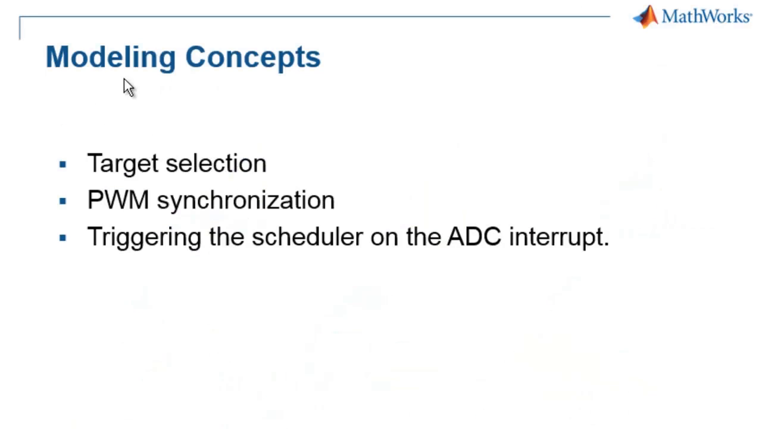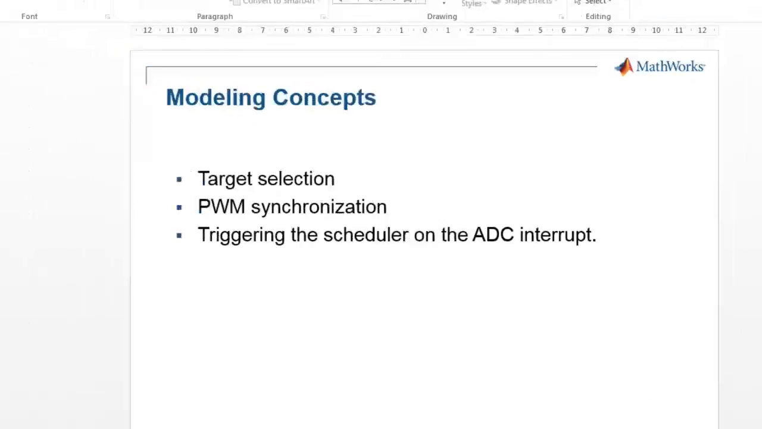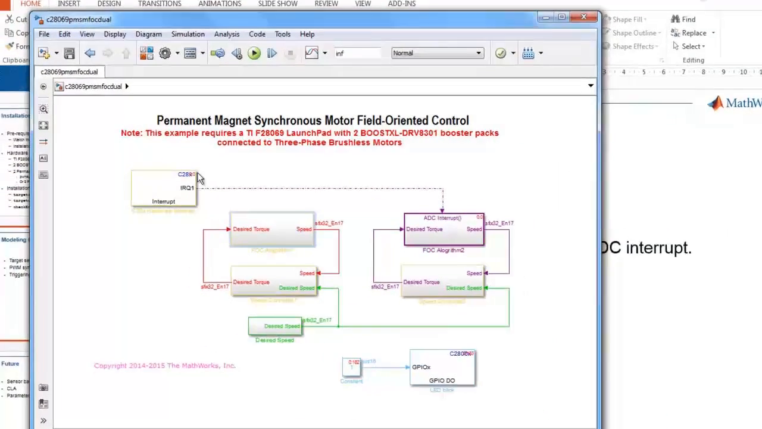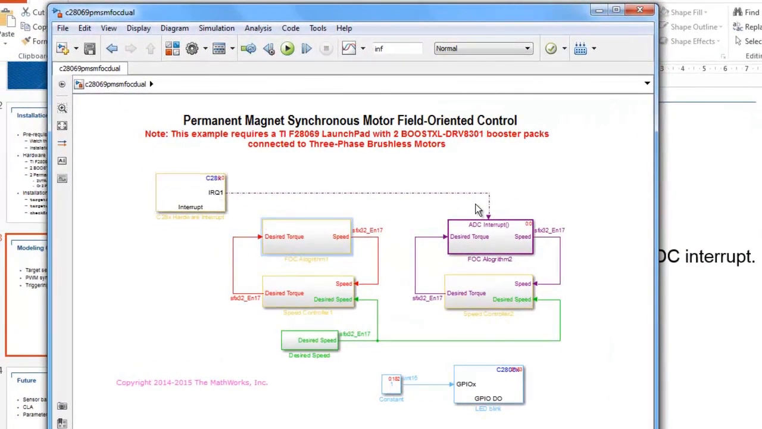The last modeling concept I wanted to talk about is the ability to trigger the Simulink scheduler based on an ADC interrupt. If I go back to my model, you may have noticed that I only have one interrupt that's triggering the FOC algorithm for motor number 2. I could create the same model with two interrupts, one for motor 1, one for motor 2. The problem when we use interrupt is you get that purple color, and Simulink loses the ability to know that this is a periodic interrupt, which is associated with a fixed sample time. We can fix it for at least one interrupt.